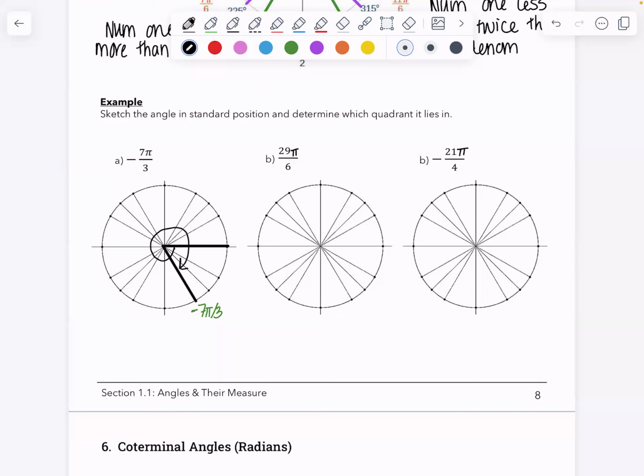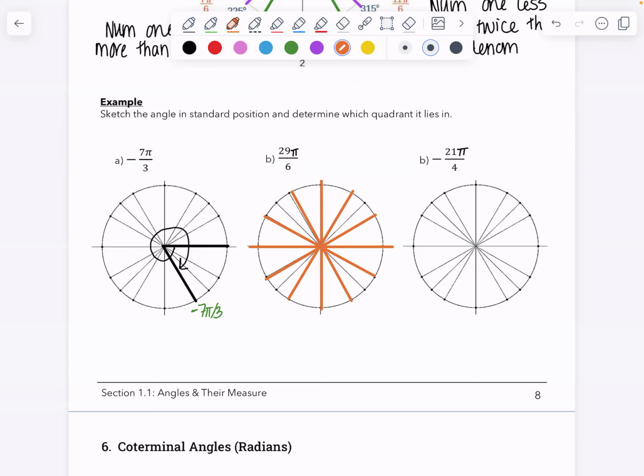29 pi over 6. We can truly do this. We can really split this whole thing up. It's over 6. So if we wanted to split the whole half circle into 6 pieces, then extend those lines over, we would have ourselves perfectly portioned out pi over 6, pi over 6, pi, I suppose. All right, there it is. So 29 pi over 6.